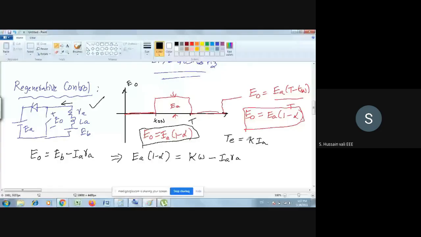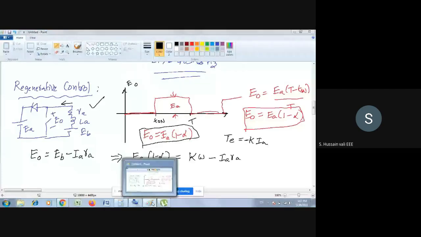Here you should not get confused with the convention. What is the only difference now? That equation is still valid. Which equation? E naught is equal to EB minus IA RA. This equation is still valid, but now E naught is equal to EB plus IA RA.